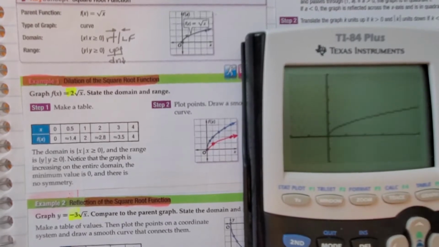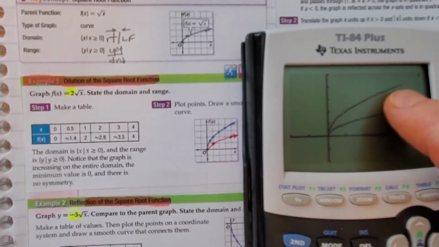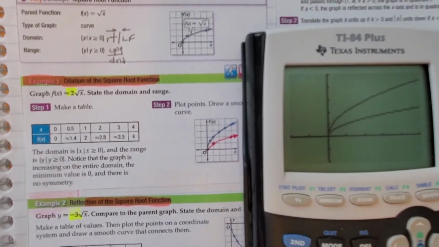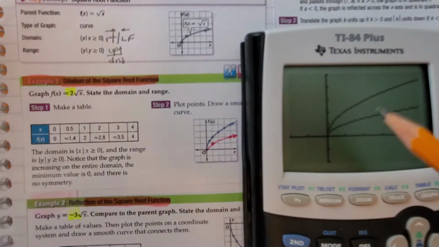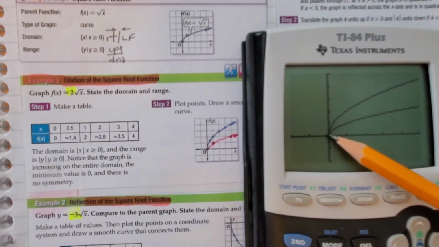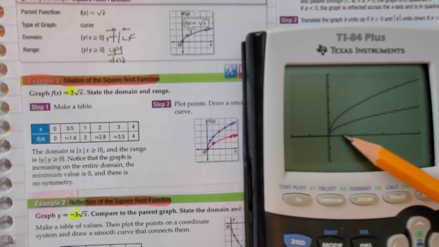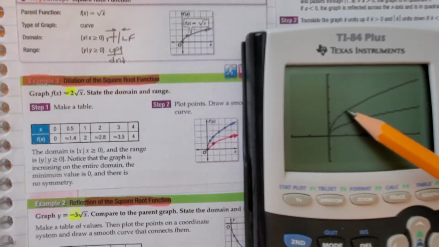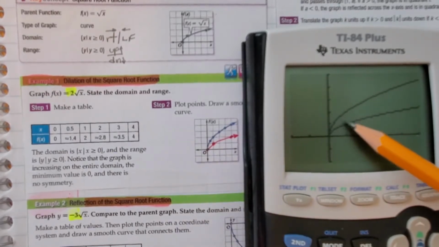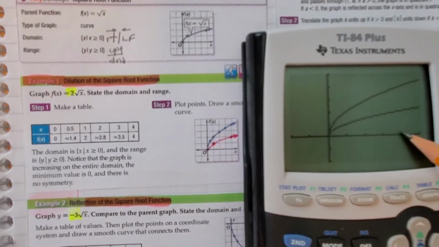And now when I hit graph, you can see that that function goes up twice as fast. So if I look at the points, I have 0, 0, I have 1, 1, and 1, 2, because it's 2 times 1. And then I have 2, 2.